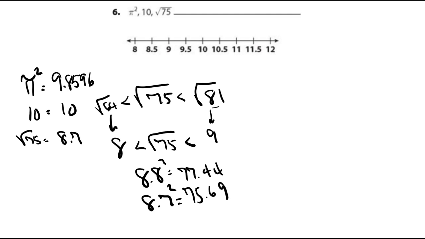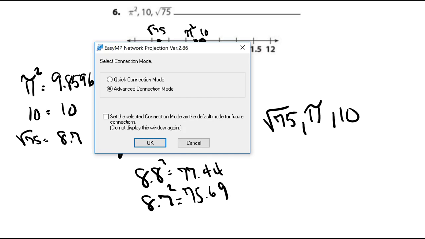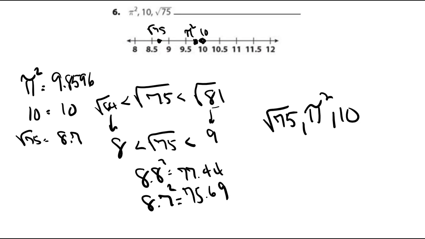Plot them on the number line. 10 goes at 10. Pi squared goes at 9.8, so it's just below it. And square root of 75 goes at 8.7, so it's all the way down here. Okay, that means if we're going to put them in order from least to greatest, square root of 75 is the smallest, then pi squared, hope you caught that, then 10.